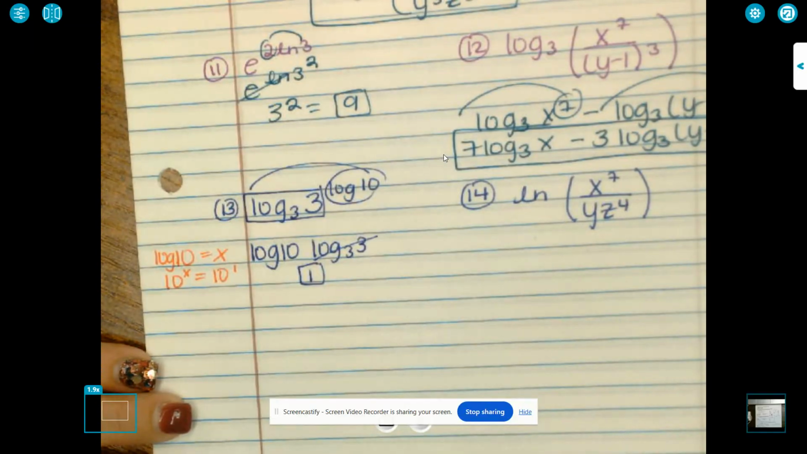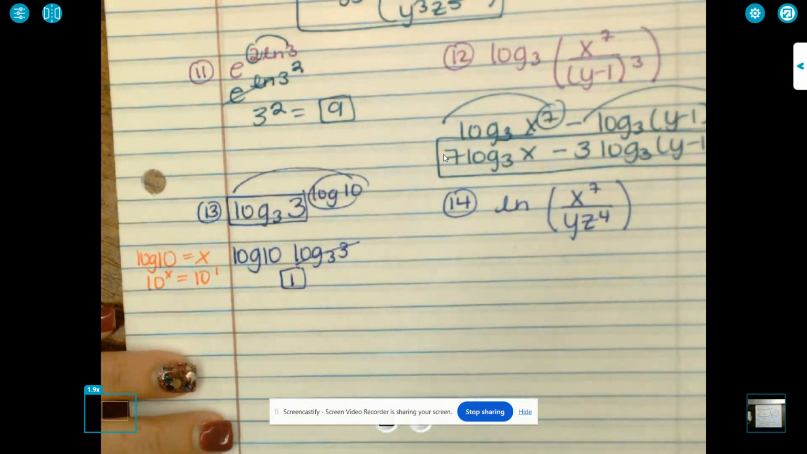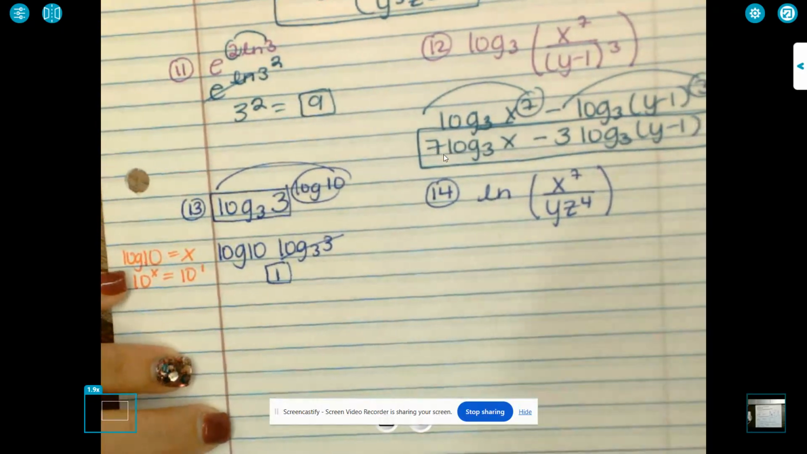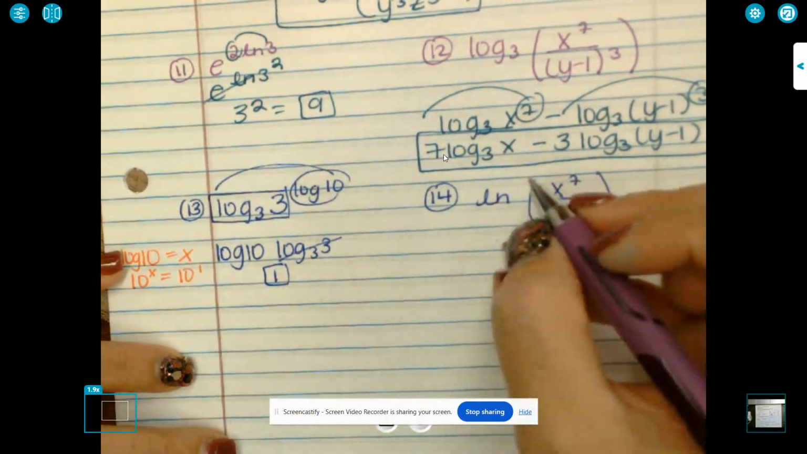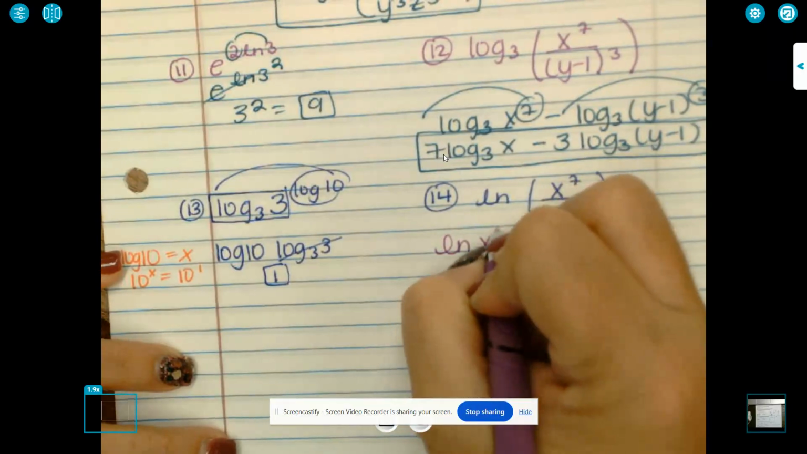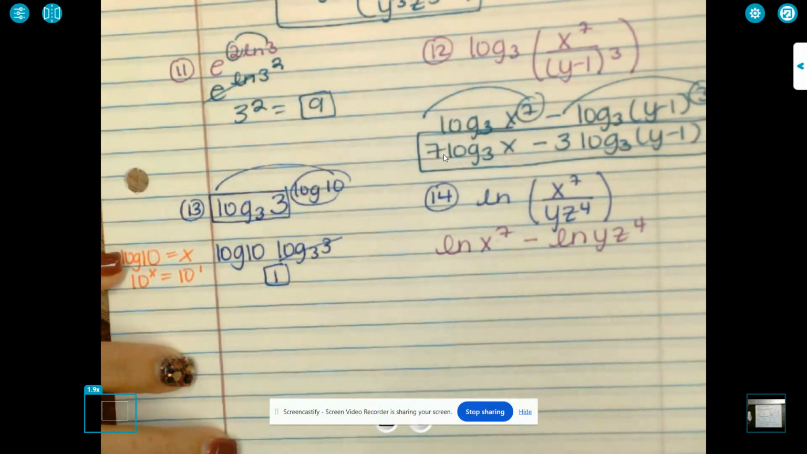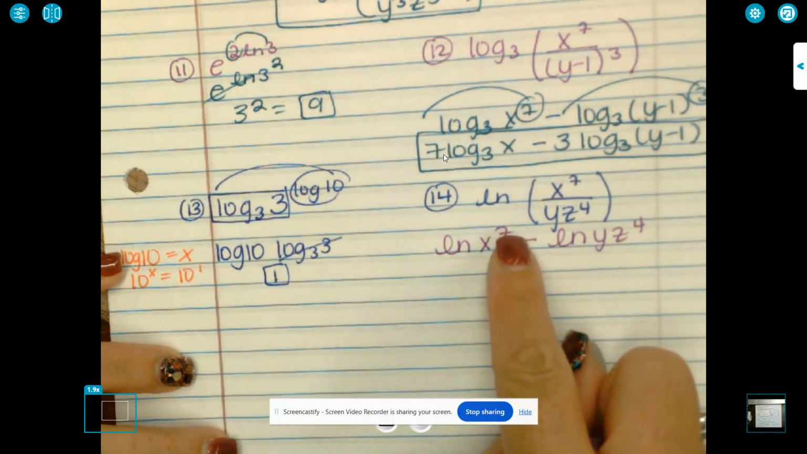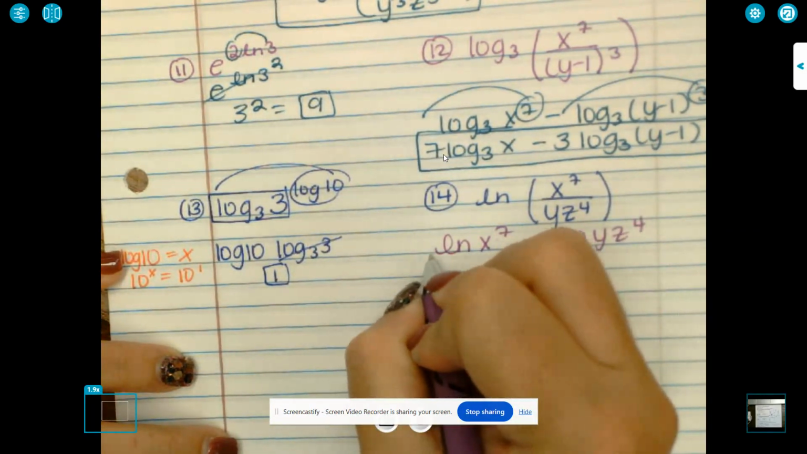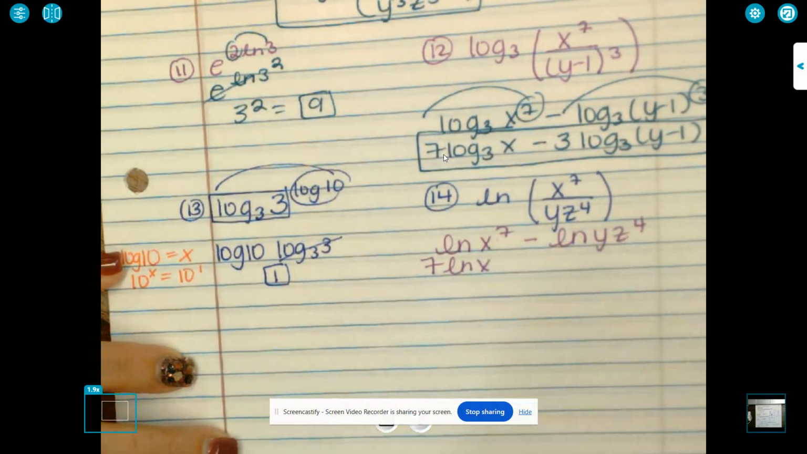All right, number 14 is an expand problem. So again, we're doing ln's, just not logs, but we do the same thing. I see the division, so I'm going to start there. So ln x to the 7th minus ln yz to the 4th. And then we're going to start breaking everything apart. So this is just going to come down to the front, and we're done with that. 7 ln x, and we're good.